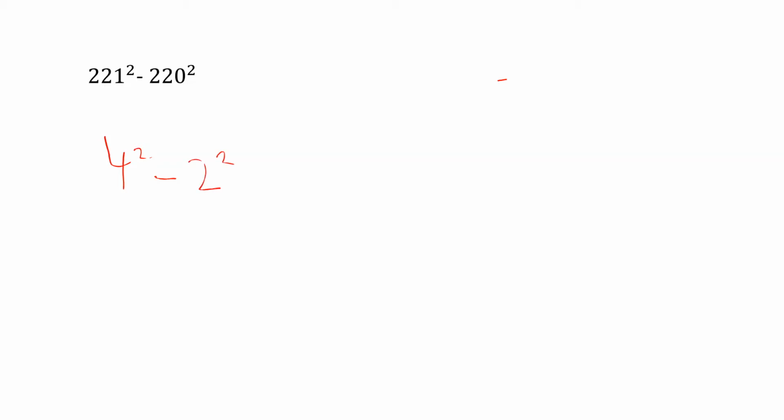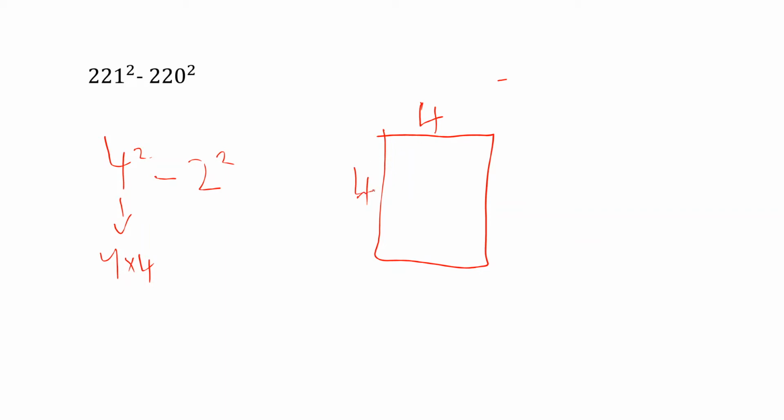2 squared. And let's think of this as a square. Let's draw a picture. Now, this is not to scale, but this is just a square. 4 squared is, of course, 4 times 4. So we can do 4 over here, 4 over here. That's 4 squared. But we have to think of 2 squared as a smaller square inside of 4 squared. So that square could be like this. This could be 2 squared as well.